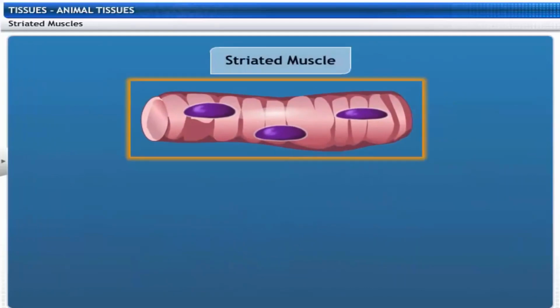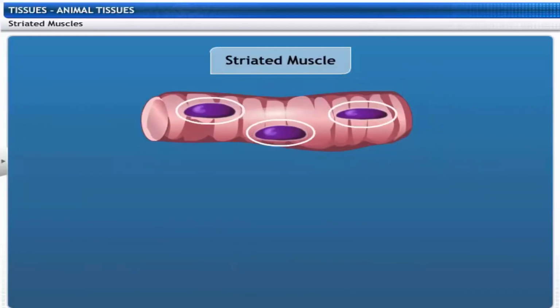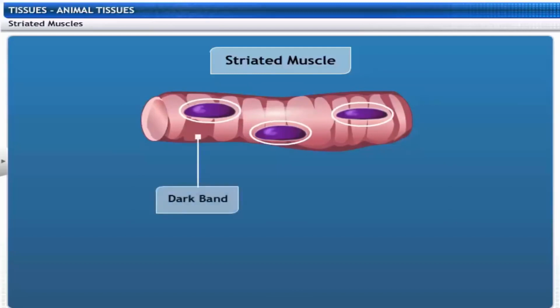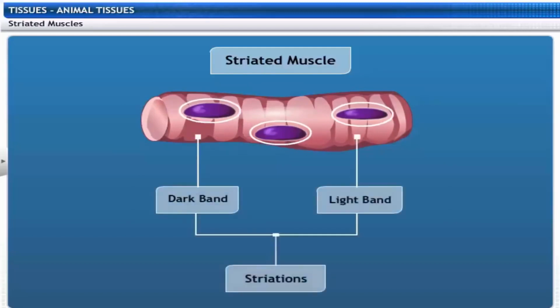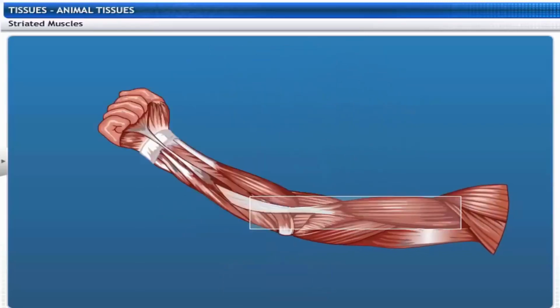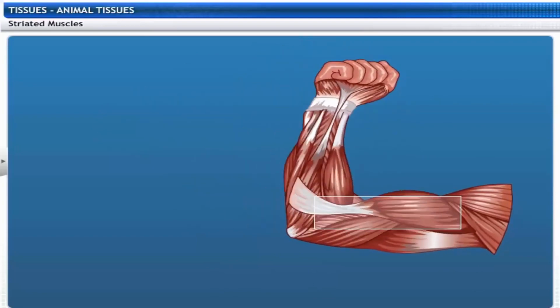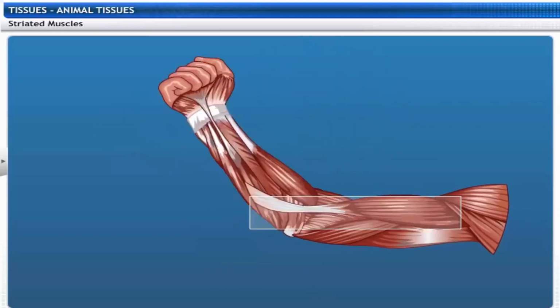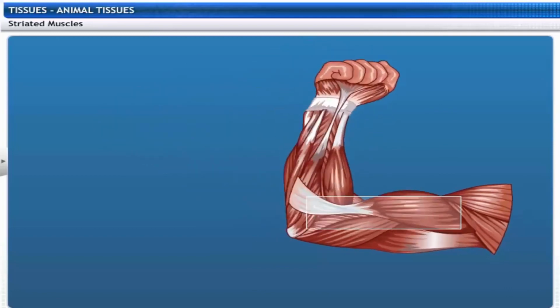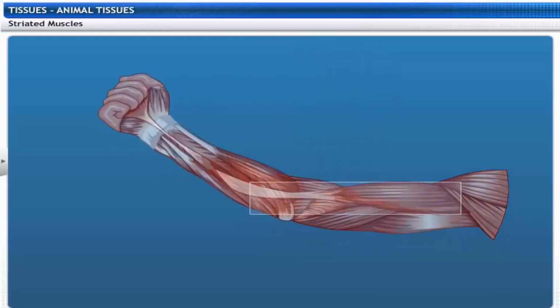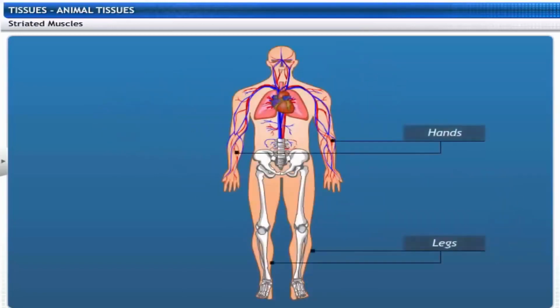Striated muscles are cylindrical, unbranched, and multinucleated. Each muscle fiber has dark bands alternating with light bands called striations. These muscles help us move our limbs and lift weights at will. So, striated muscles are called voluntary muscles. They are found in our limbs, body wall, face and neck.